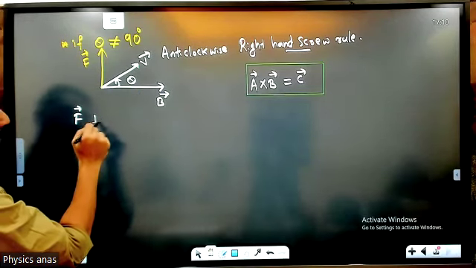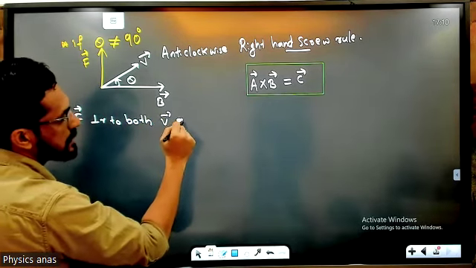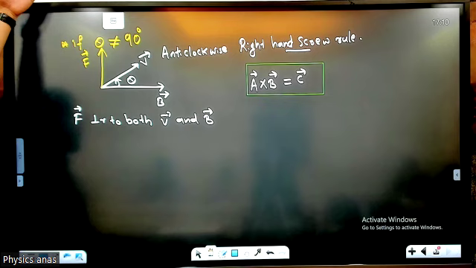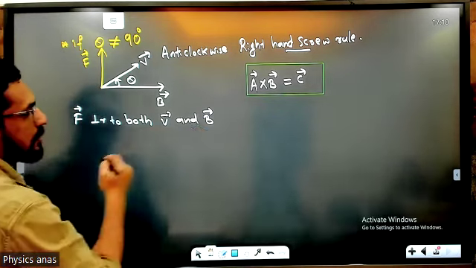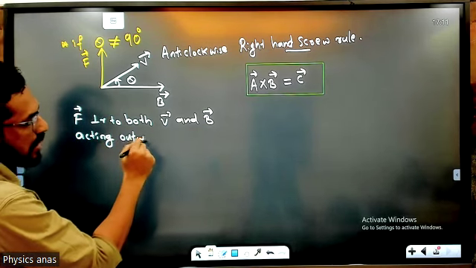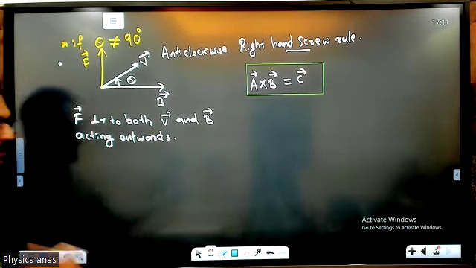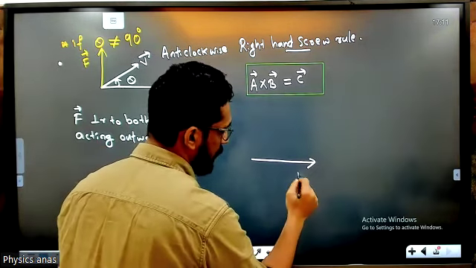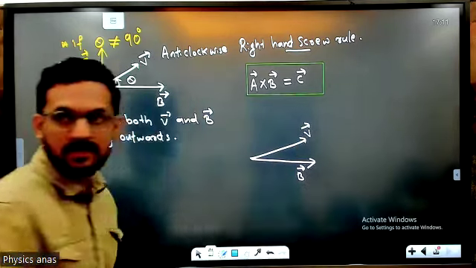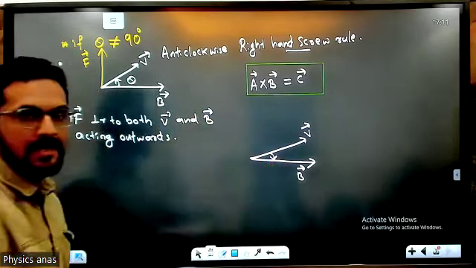Force will be perpendicular to both V and B, not just perpendicular, but acting outwards. Did you understand this first case? First case, simple. Second case is very simple. If you have B here, that's the magnetic field, and the velocity vector here, and you are measuring the angle in clockwise.